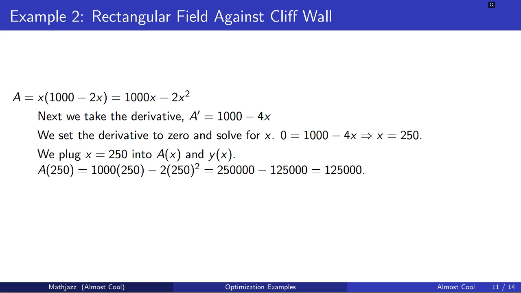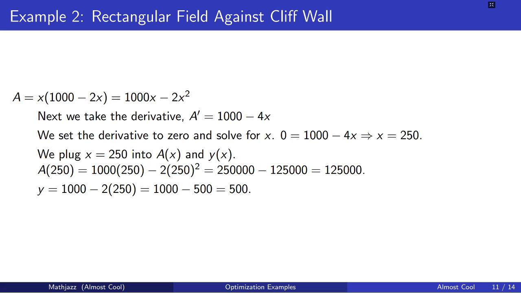That'll give us the area, and then 250 and whatever we get for y will be the dimensions of the field. So A of 250 equals 1,000 times 250 minus 2 times 250 squared, which is 250,000 minus 125,000, which is 125,000. That is the area of the largest field.